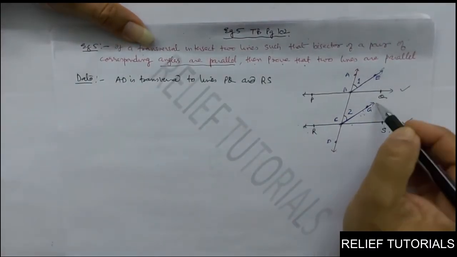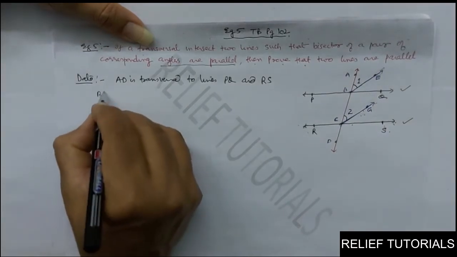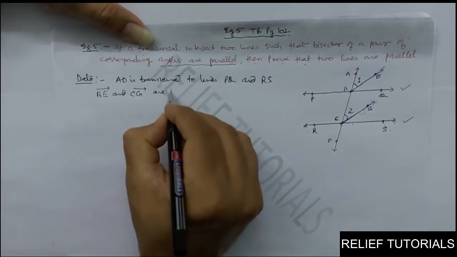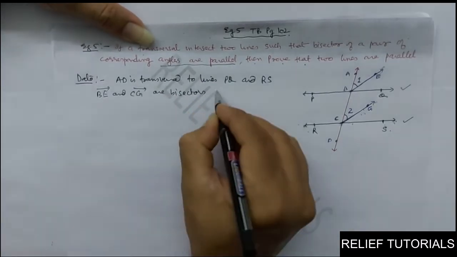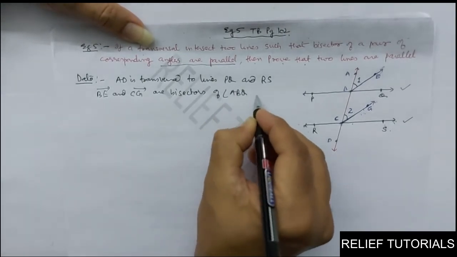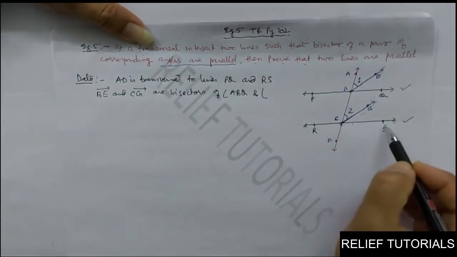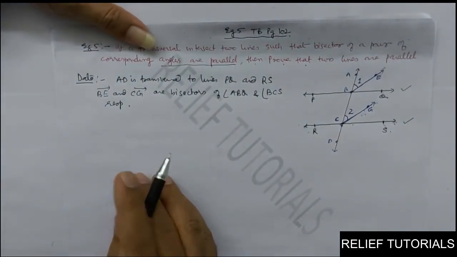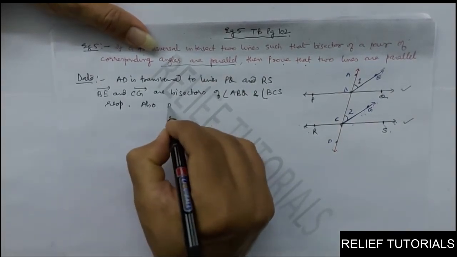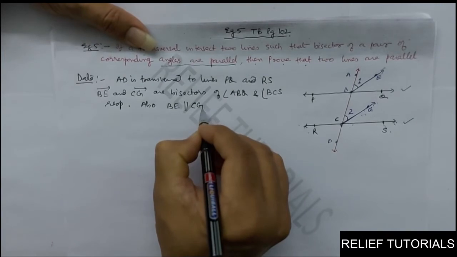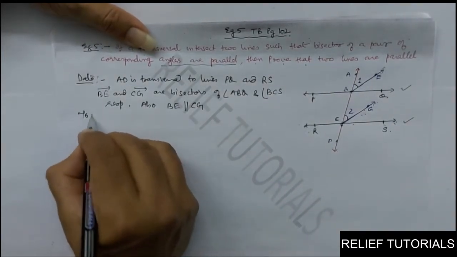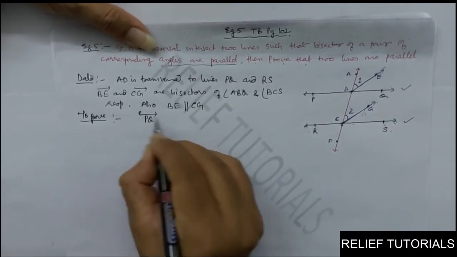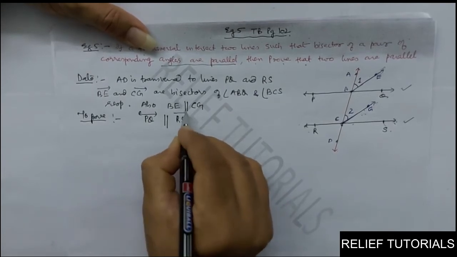Okay, then BE and CG are bisectors. Ray BE and ray CG are bisectors of angle ABQ and angle BCS respectively. Also, what is given, BE is parallel to CG. This is the data. To prove, what you have to prove? You have to prove line PQ is parallel to line RS.